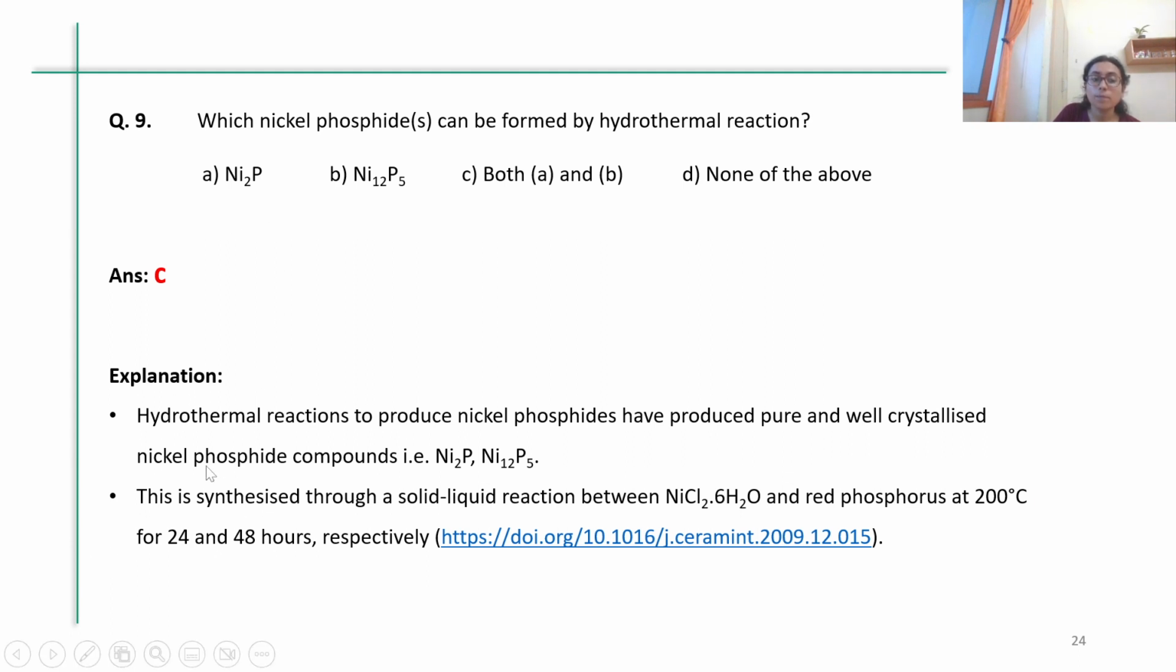For Ni2P, it will be reacted for 24 hours, and then if it is allowed to react for another 24 hours, so totally 48 hours, it will produce Ni12P5. The details are available in this journal, you can go through it. So hydrothermal reactions will produce nickel phosphide, crystallized in pure form as Ni2P and Ni12P5. It is synthesized through a solid state reaction between nickel chloride hexahydrate and red phosphorus at 200 degrees centigrade inside an autoclave for 24 hours and 48 hours respectively.